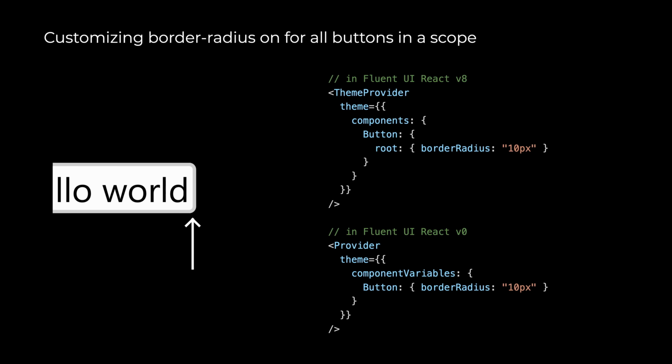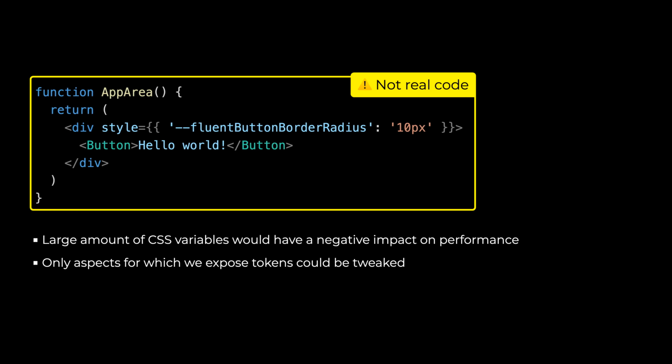Styles are static and cannot be overridden at application level. There is no support for component variables, as adding hundreds of CSS variables would have a negative impact on performance. Even if there were component variables, you could only tweak aspects for which we expose tokens. Any other tweak would require a new component token to be added.